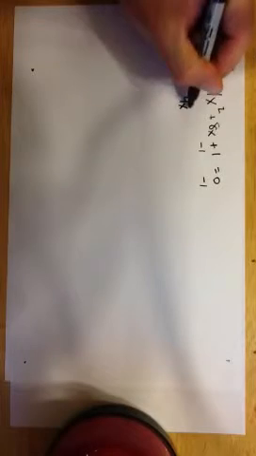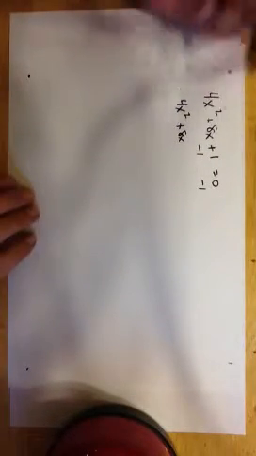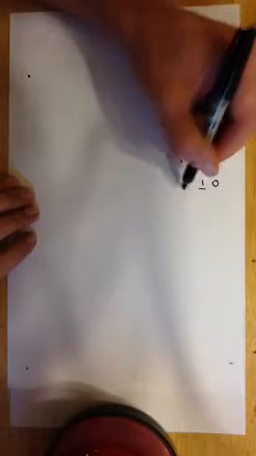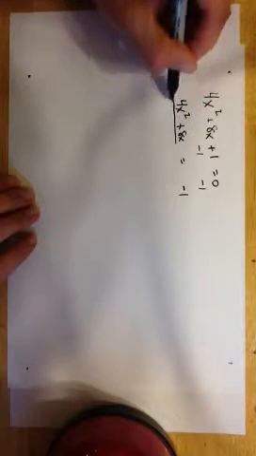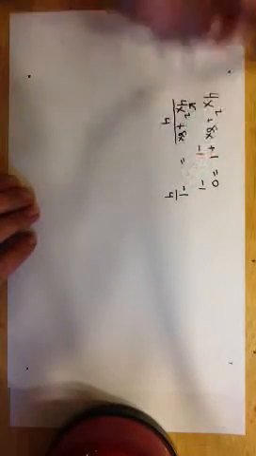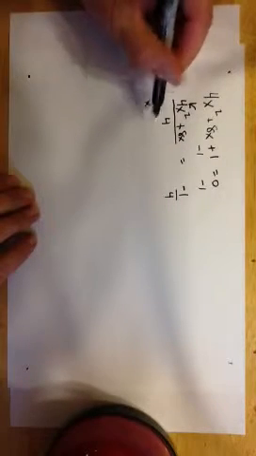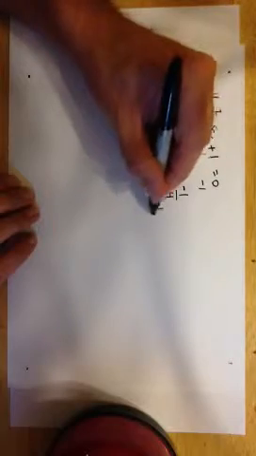So we have 4x squared plus 8x equals -1. Next step is divide everything by a, because we want that leading coefficient to be 1. So we're going to end up with an x squared plus 2x equals -1/4.